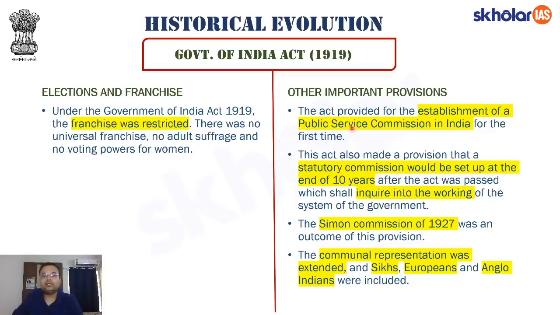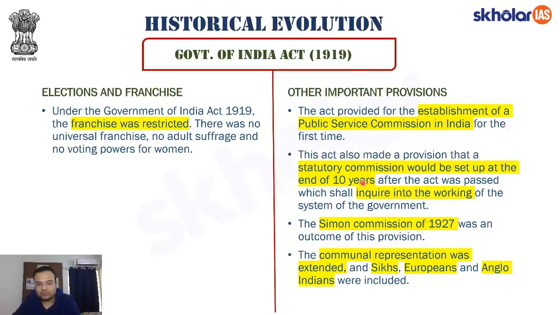So what all are the other important provisions of Government of India Act 1919? Let's try to understand them one by one. The Act provided for establishment of Public Service Commission in India for the first time. So the Act had given that we need to establish Public Service Commission in India. This Act also made a provision that a statutory commission would be set up at the end of 10 years, a point that we have already studied.